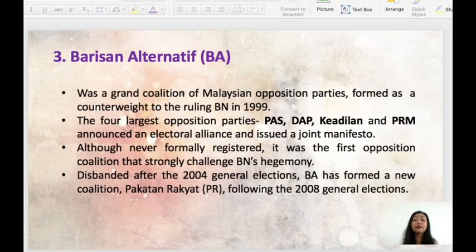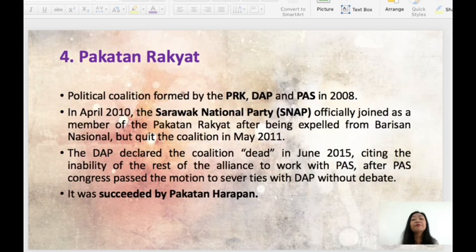Third one, Barisan Alternatif, or BA. It was a grand coalition of Malaysian opposition parties formed as a counterweight to the ruling Barisan Nasional in 1999. The four largest opposition parties, PAS, DAP, Keadilan, and PRM, announced an electoral alliance and issued a joint manifesto. Although never formally registered, it was the first opposition coalition that strongly challenged Barisan Nasional's hegemony. Disbanded after the 2004 general elections, Barisan Alternatif was replaced by a new coalition called Pakatan Rakyat, or PR, following the 2008 general elections. Next one is Pakatan Rakyat.